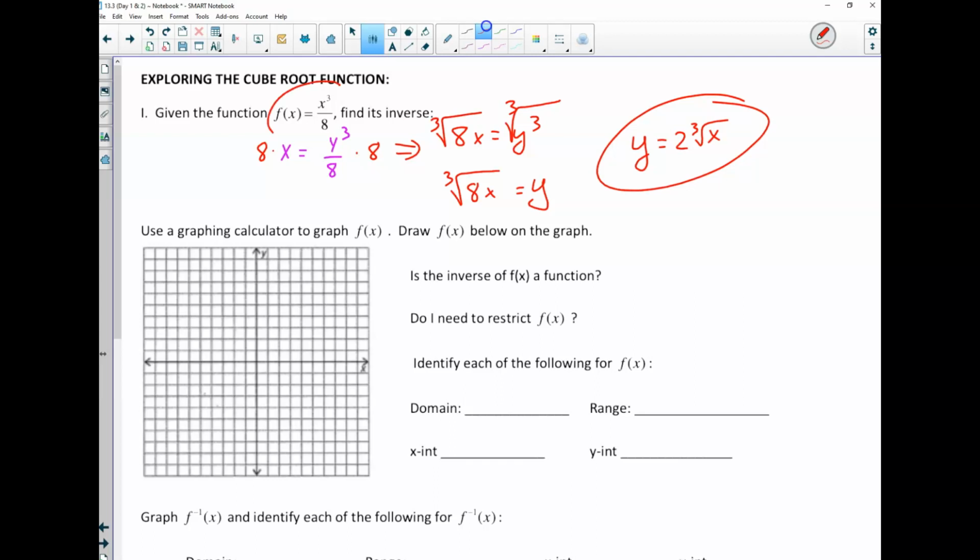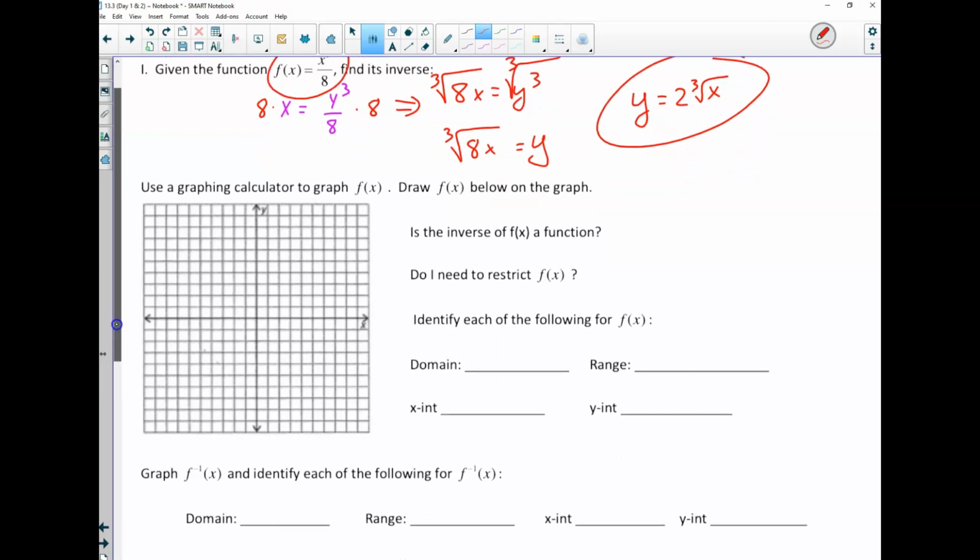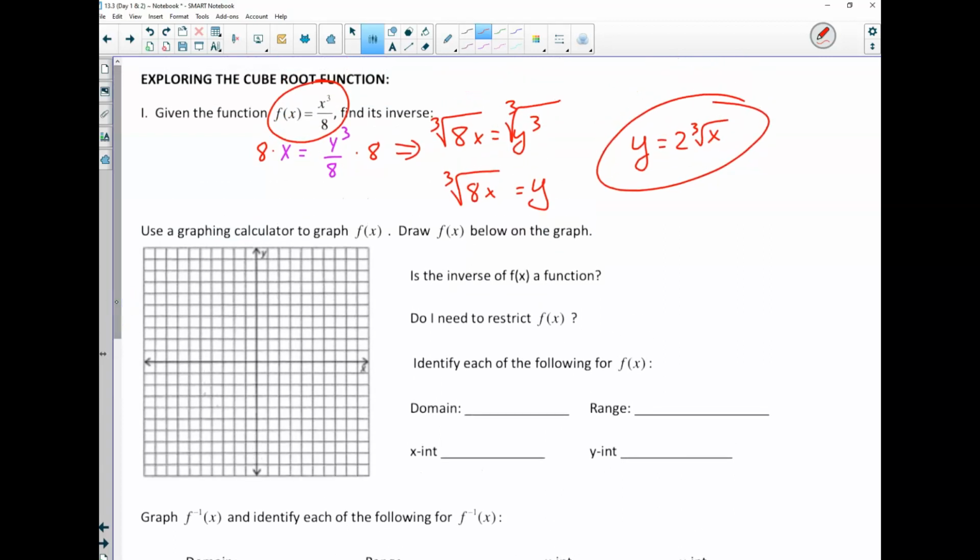Well, they want us to first graph this function. So I'm going to graph this quick. And remember, I can plug in here. If I put in a 0, I get out a 0. If I put a 1, I wouldn't want to put in a 1 for x because I'd have a hard time graphing an 8. So let's say I put in a 2 for x. That's going to give me 8 over 8, which outputs a 1. What happens if I put a negative 2? That's going to give me negative 8 over 8, a negative 1.